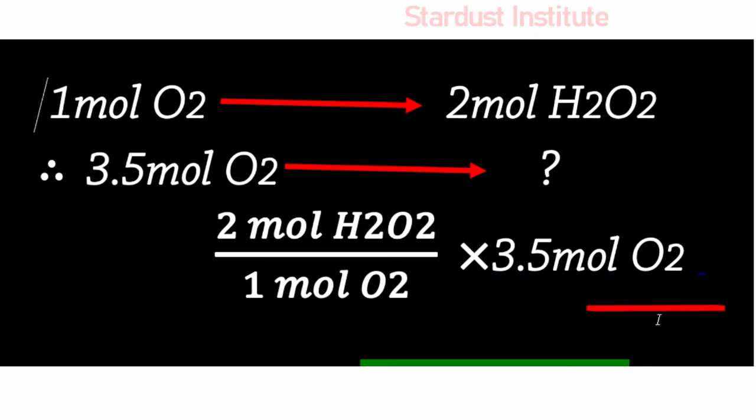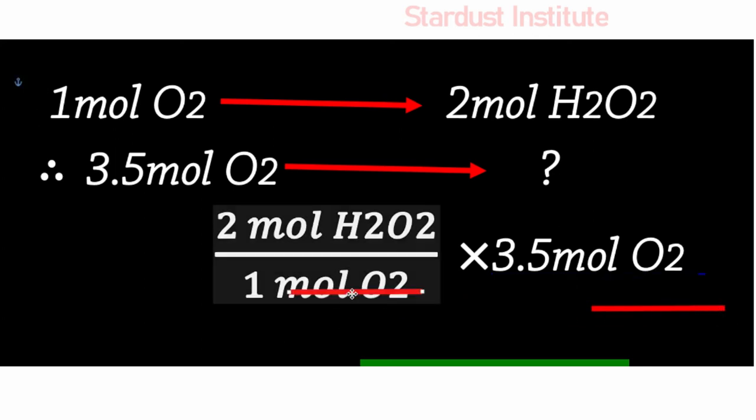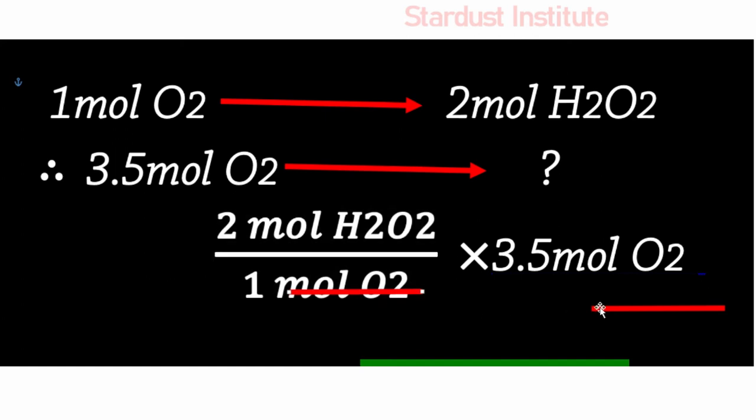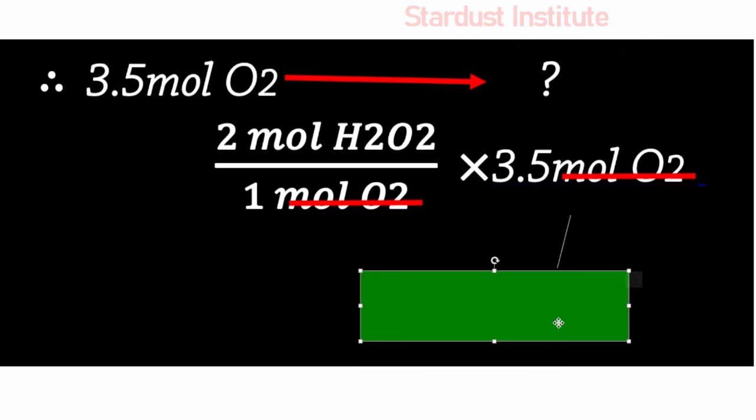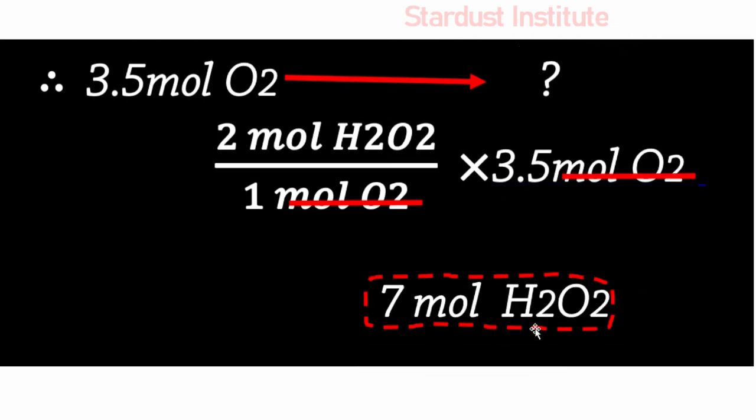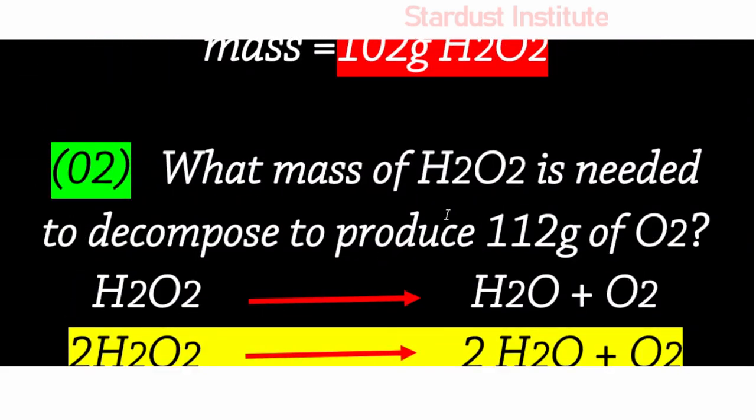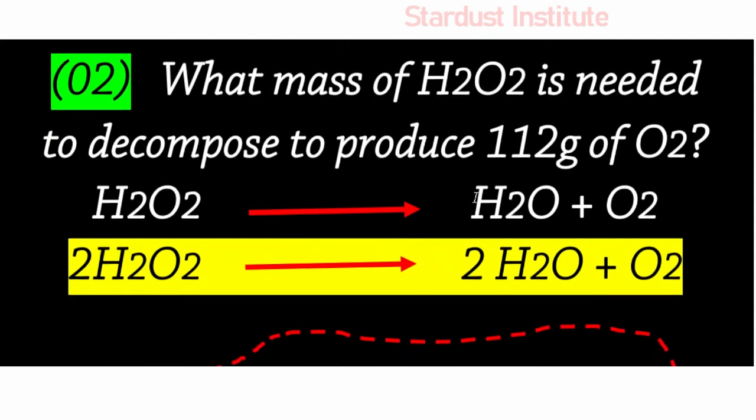We can cancel out mole O2. Then we get 7 moles of hydrogen peroxide. But this is not our answer. We have been asked what mass of hydrogen peroxide is needed. We have found moles of hydrogen peroxide. Now we need to convert it to mass in grams of hydrogen peroxide.